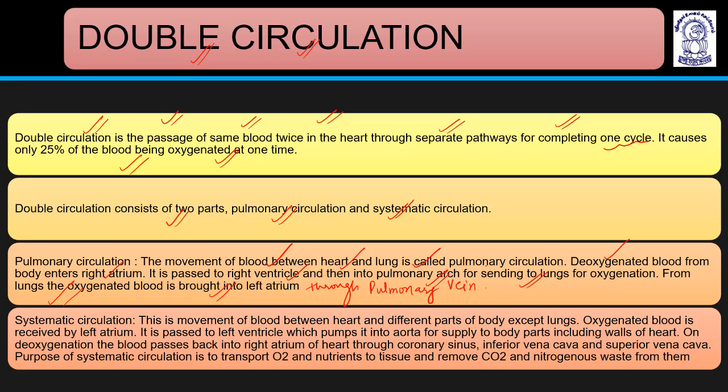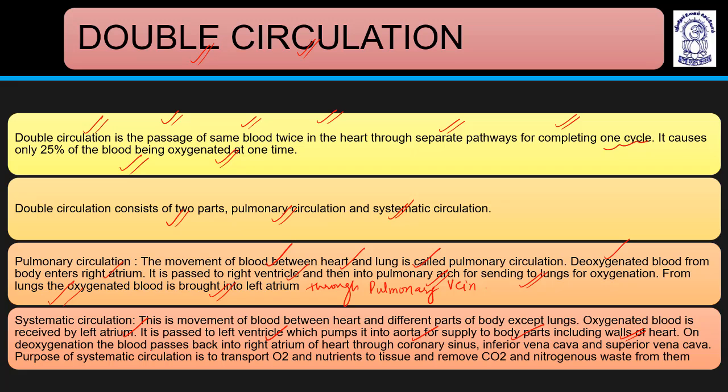Systemic circulation is the movement of the blood between the heart and the different parts of the body except the lungs. So the body receives the blood, but lungs have already received blood through pulmonary circulation. Oxygenated blood is received by left atrium. It is passed to left ventricle which pumps it into aorta for the supply to body parts including walls of the heart. Walls of the heart receive blood through coronary vessels.